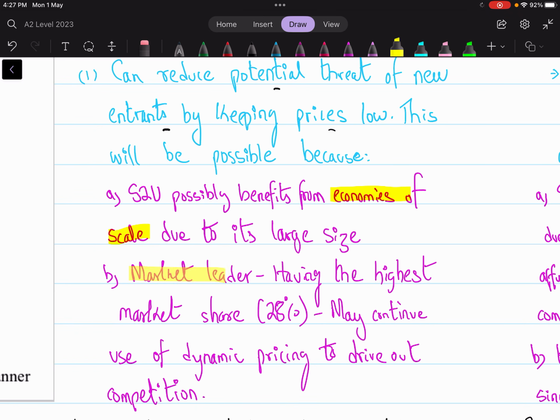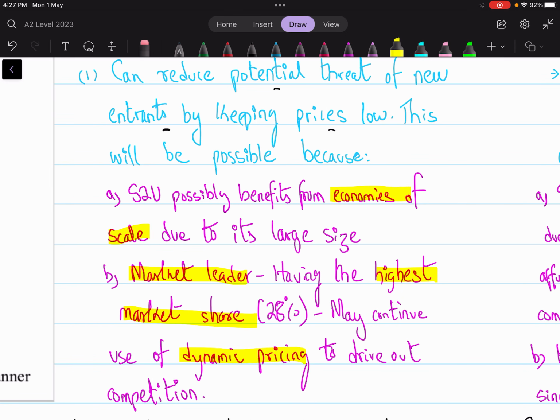and it is also the market leader. If you were to read the case, you'll get to know of this as well, and has the highest market share, which means that it would be having relatively higher consumers than other businesses, and can continue the use of dynamic pricing to drive out competition, perhaps even bear some loss in the short term as well.